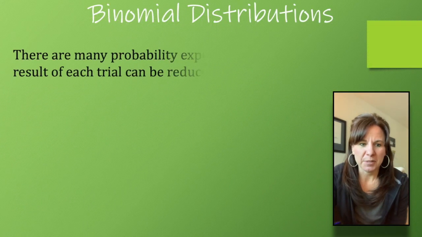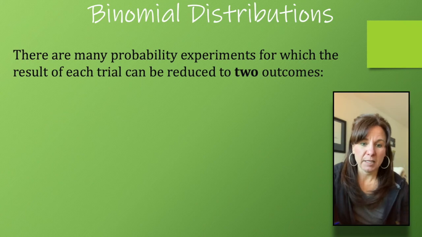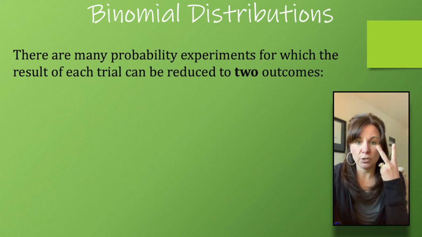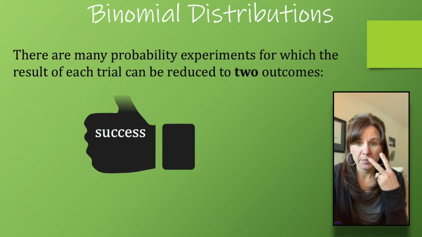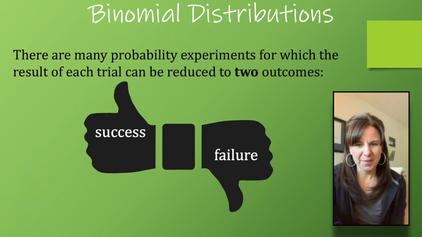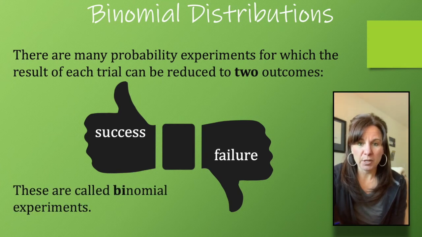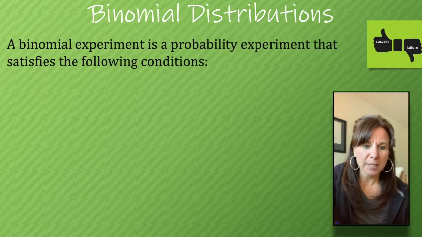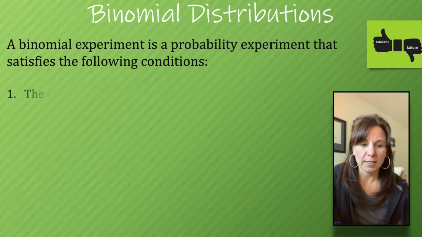Binomial distributions. So there are many probability experiments for which the result of each trial can be reduced to two outcomes, either success or failure. And these are called binomial experiments, bi meaning two. A binomial experiment is one that satisfies the following conditions.